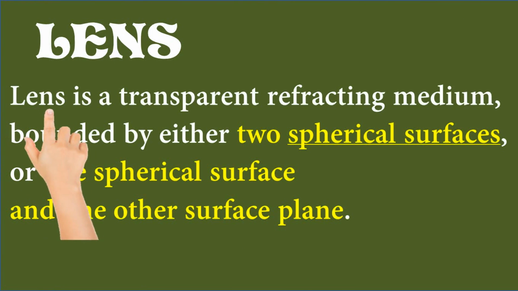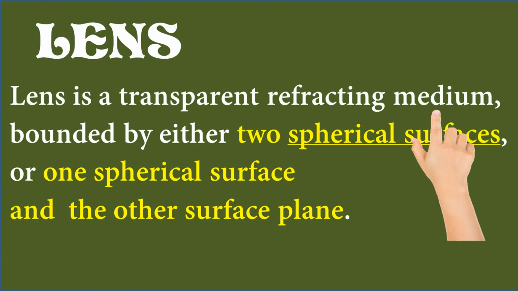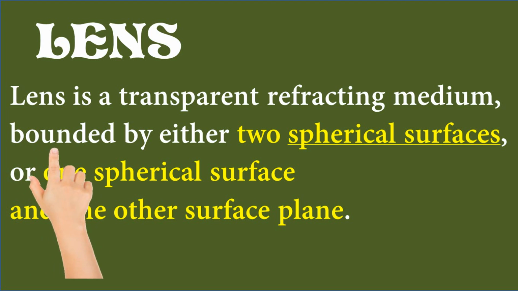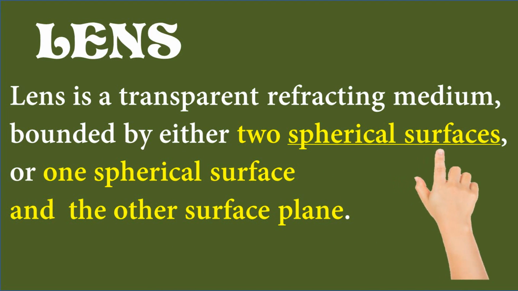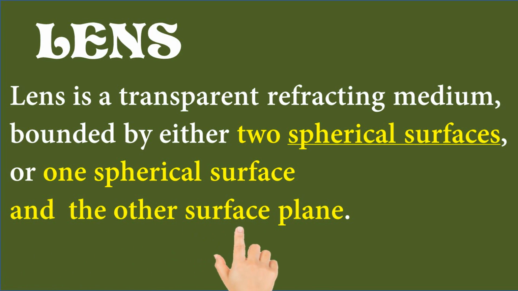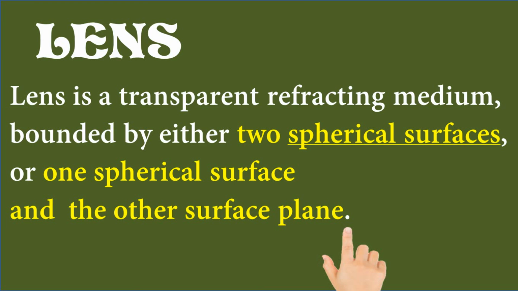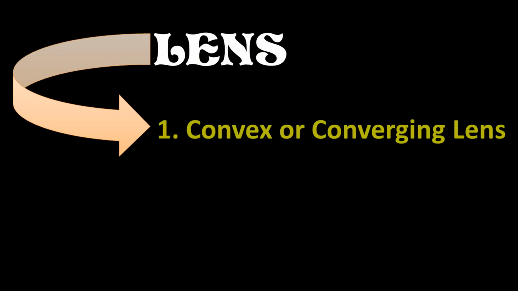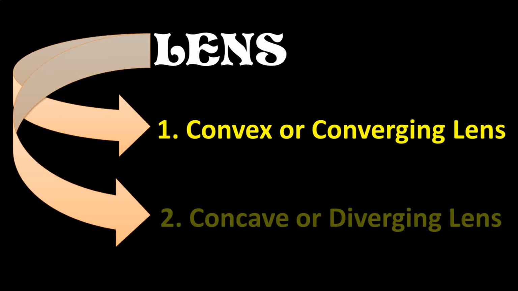Lens is a transparent refracting medium bounded by either two spherical surfaces or one spherical surface and the other surface plane. Lenses are of two kinds, convex or converging lens and concave or diverging lens.